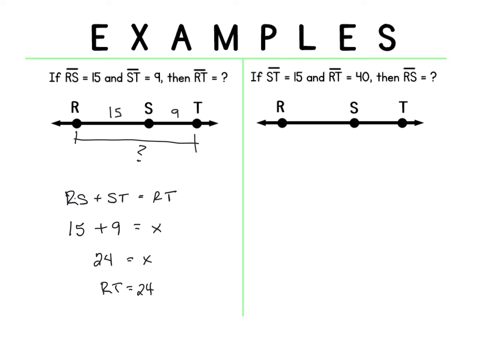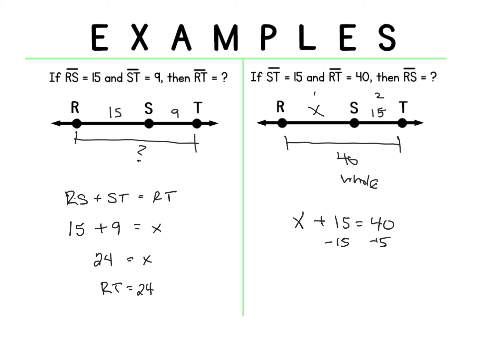All right, so let's look at the next one. ST is 15. RT, that's the whole thing, equals 40. What is RS? Let's just call that X. So think about our part 1 and our part 2 and our whole thing. That means X, part 1, plus part 2, which is 15, has to equal 40. So I need to subtract 15 from both sides. X is going to be 25, which means that RS is equal to 25.